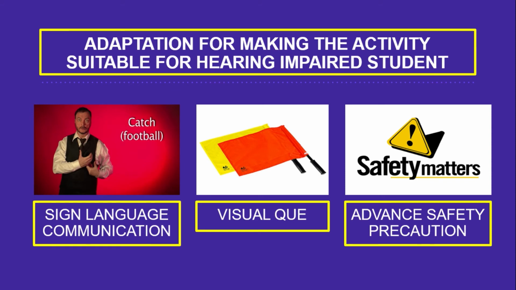Next one is visual cues. Instead of using a soundtrack such as a whistle or voice, some visual cues should be used, such as images, flags, and demonstration material. And the most important thing is advanced safety precautions. We must know that hearing impaired students have less capability to be aware of their surroundings. This is because they could not hear what is coming from behind. Safety precautions such as reminding students to not play aggressively and conducting the activity at a safer place are important.